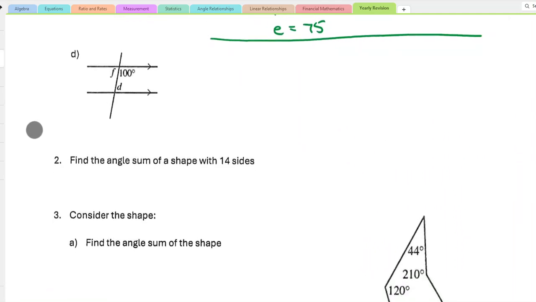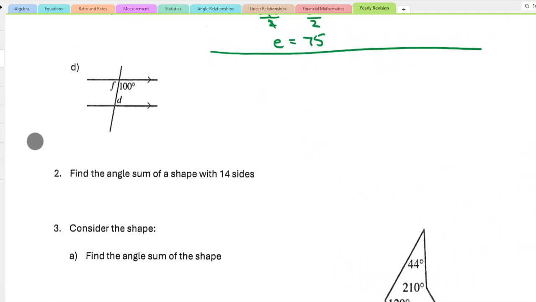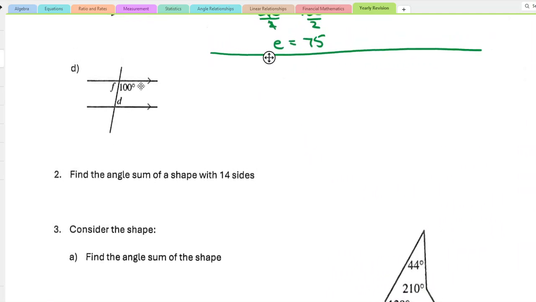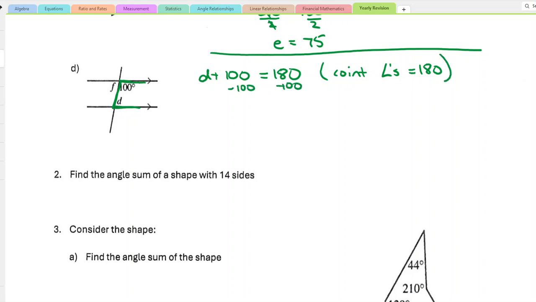Question D. There's two letters to find. Let's do D first. D is co-interior with the 100 degrees. So those two angles added together, D plus 100, is equal to 180 because co-interior angles equal 180 degrees. Then if I subtract 100 from each side, I will find out that D is equal to 80.